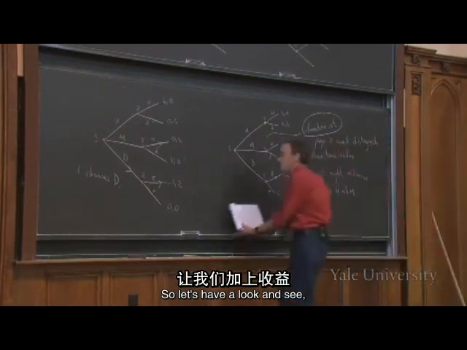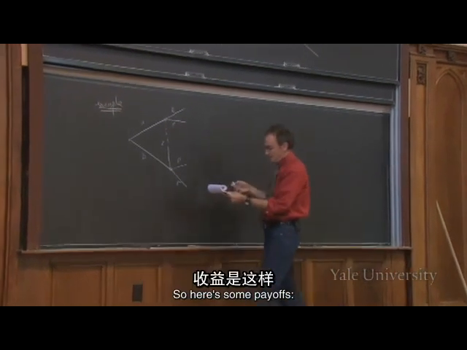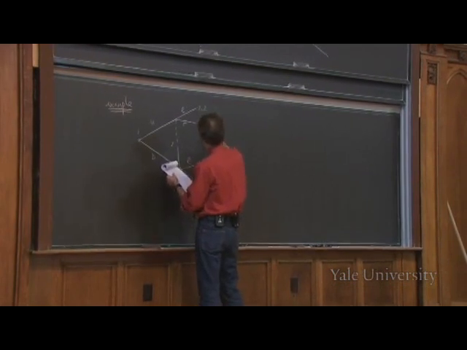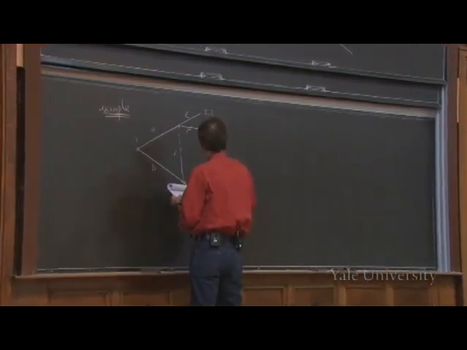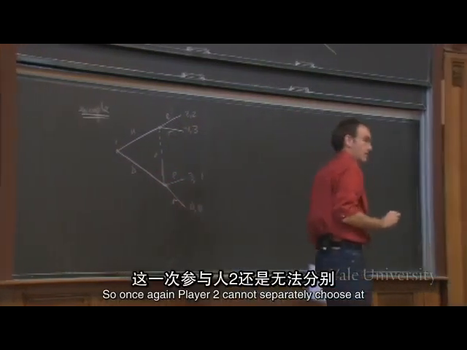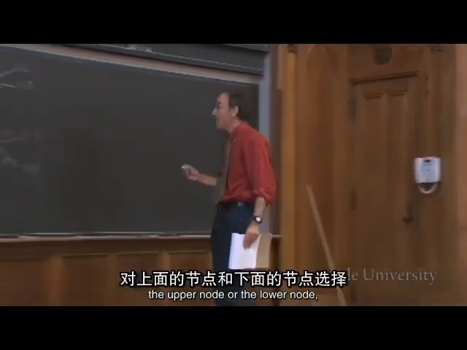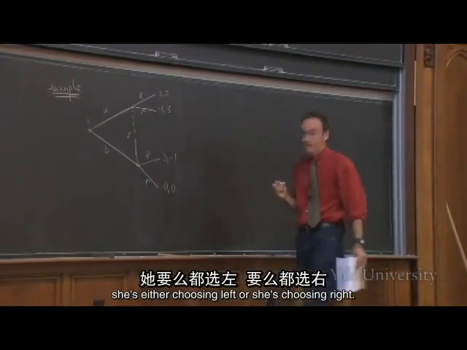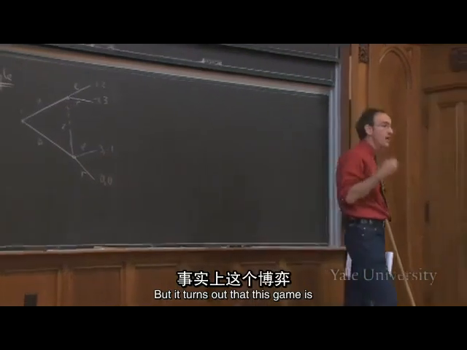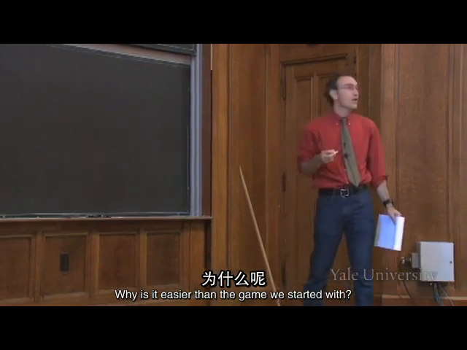All right? So let's have a look and see, once we put some payoffs on, what it does in this particular game. All right, so here's some payoffs. 2, 2, minus 1, 3, 3, minus 1, and 0, 0. All right, so once again, player 2 cannot separately choose at the upper node or the lower node. She's either choosing left or she's choosing right. But it turns out that this game is a little easier than the game we started with. Why is it easier than the game we started with?